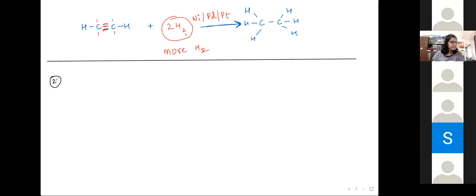Next method of preparation, using alkyl halides. Do you remember what alkyl halides are?